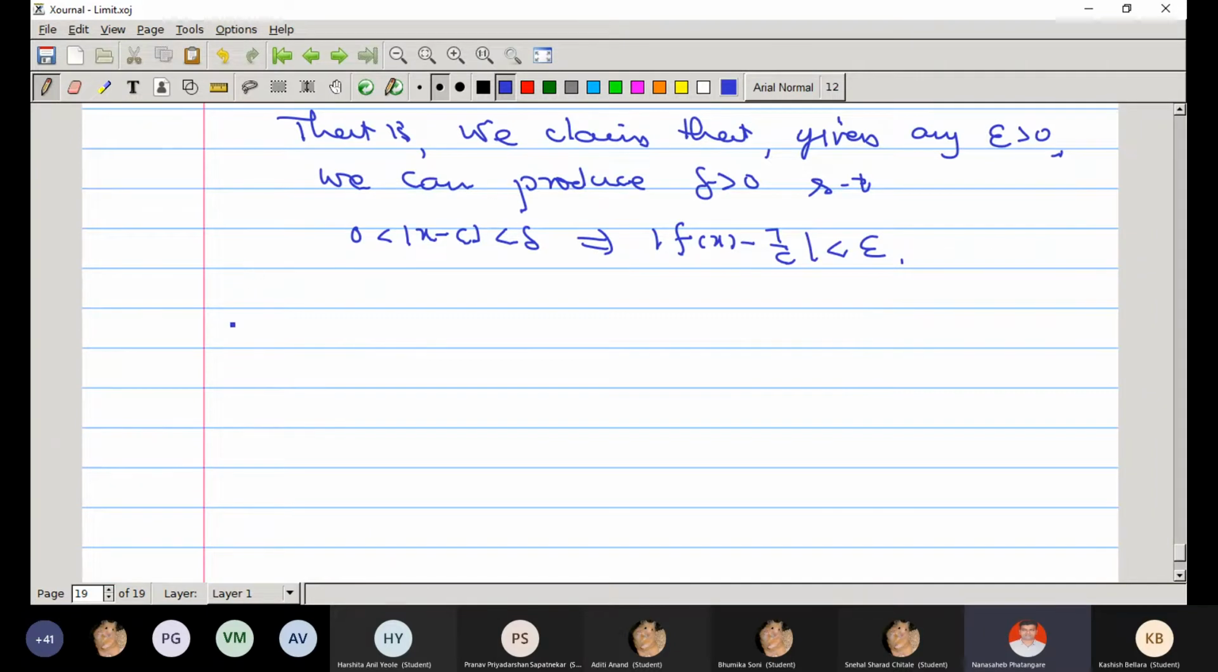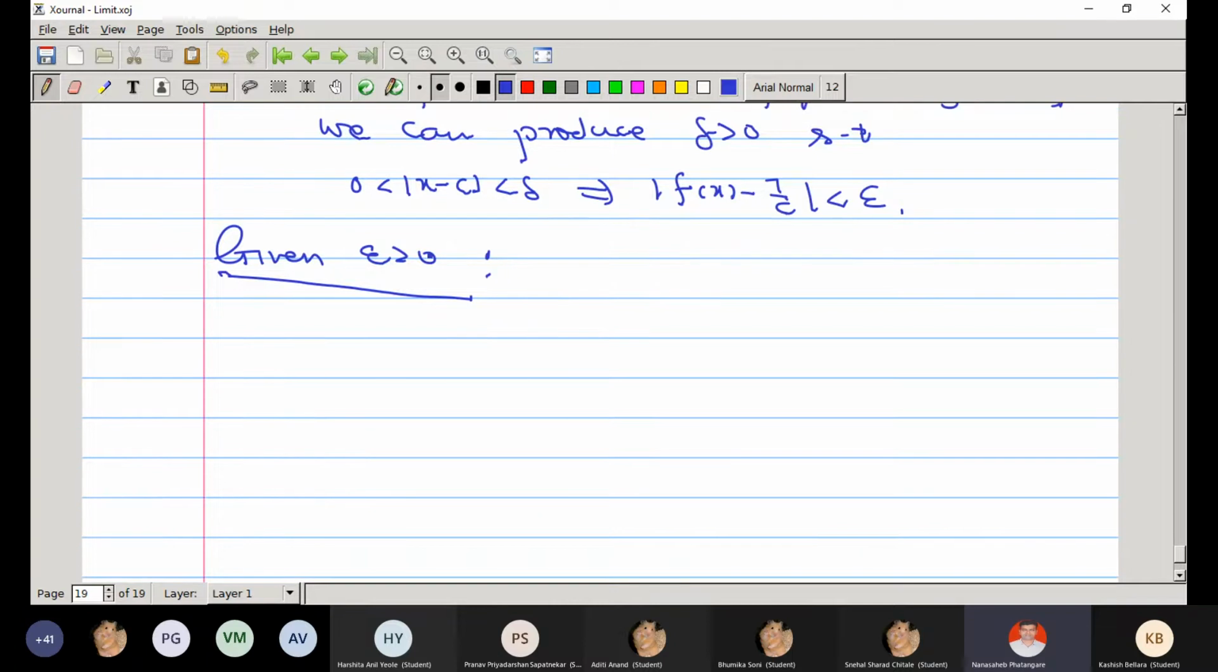Okay, so how to start the process? Given epsilon. Our process starts with epsilon. Given means somebody gives epsilon, and we can produce delta. If it is possible, then we are done. So given epsilon, this delta, which I write in brackets, is what I want, in my mind. Now epsilon is given and I am trying to find the delta. So this is the process. Well, so how to do this?